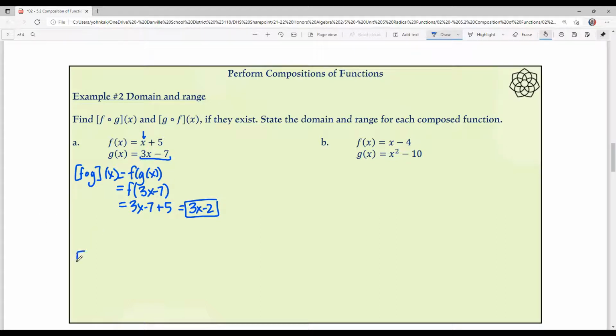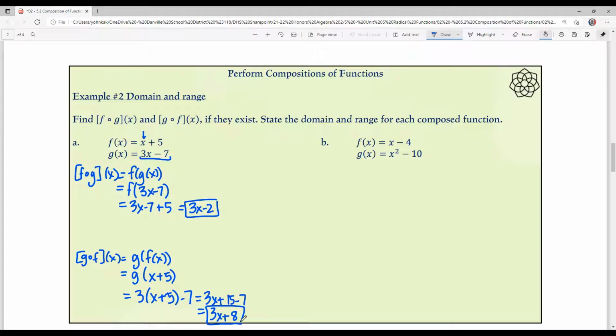Then I need to find g circle f of x. By definition, that's g of f of x. So I'm going to leave the g alone, and I'm going to replace f of x with what f of x is, which is x plus 5. Then I'm going to go to my g function, and instead of writing x, I'm going to write x plus 5. So 3 times x plus 5 minus 7. So that's 3x plus 15 minus 7. That's 3x plus 8.